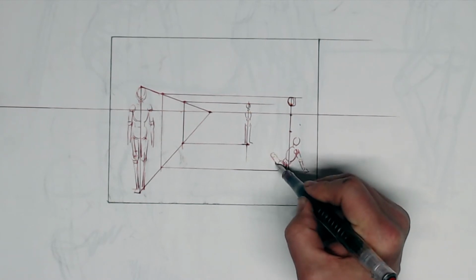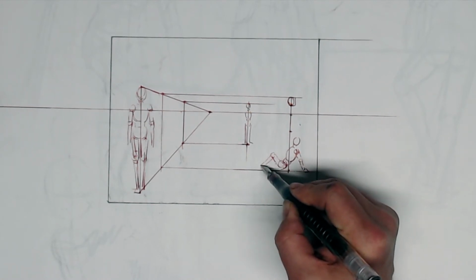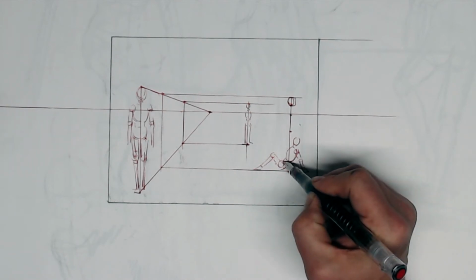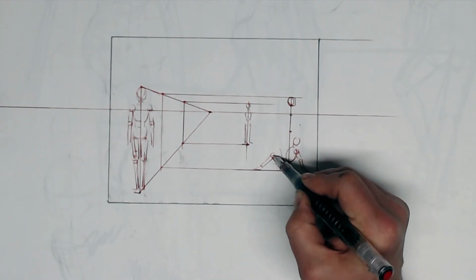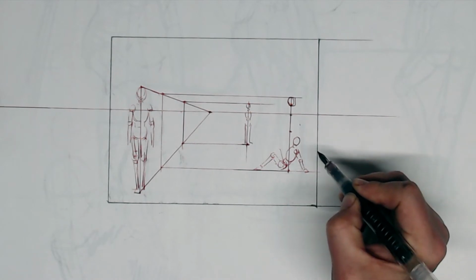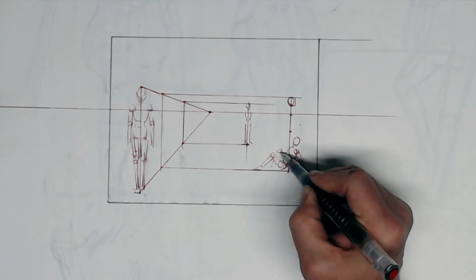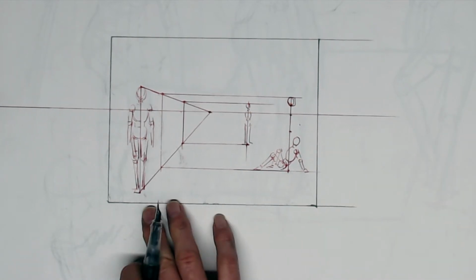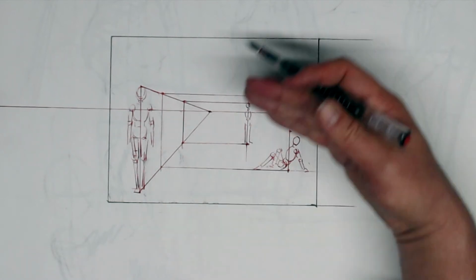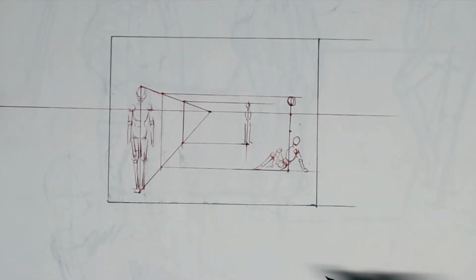So once again, this is where using simple geometric volumes is going to be really, really helpful. We know it's 2 heads from here to here. How big is the head size? It's this big. Okay, so here is a figure that's approximately the same size at a different depth.